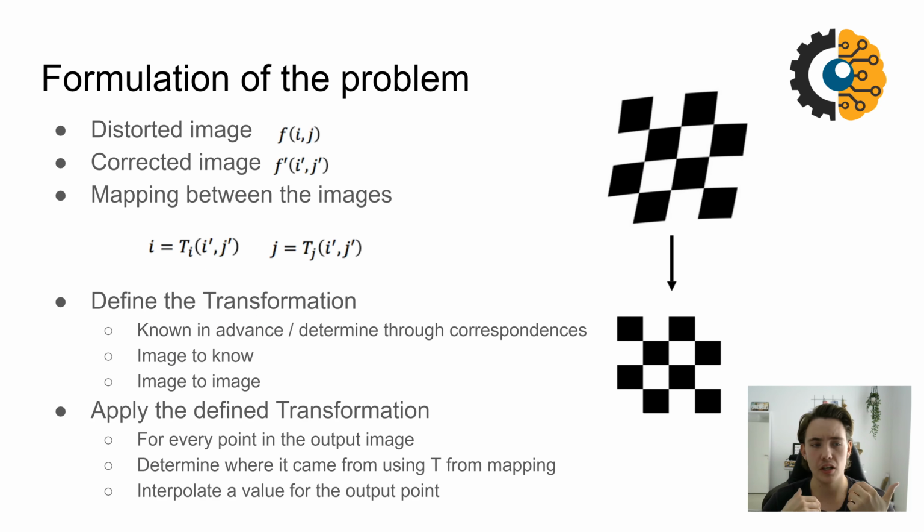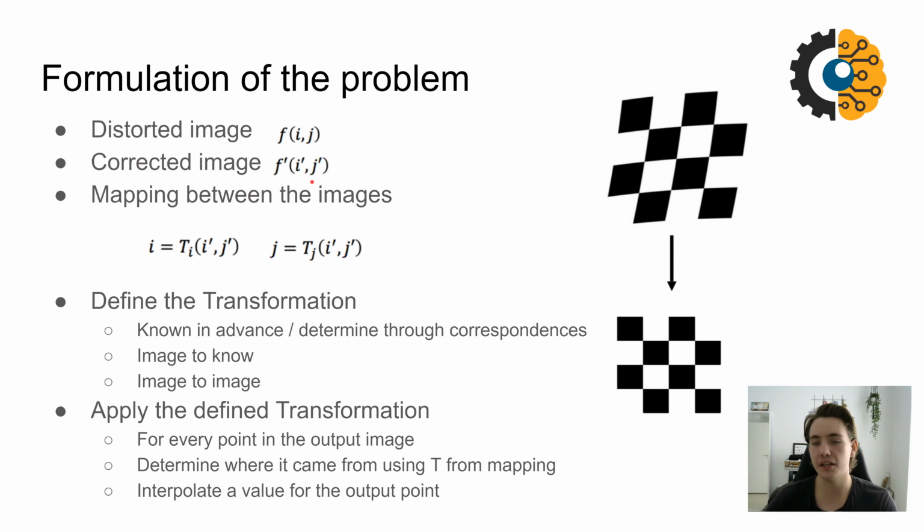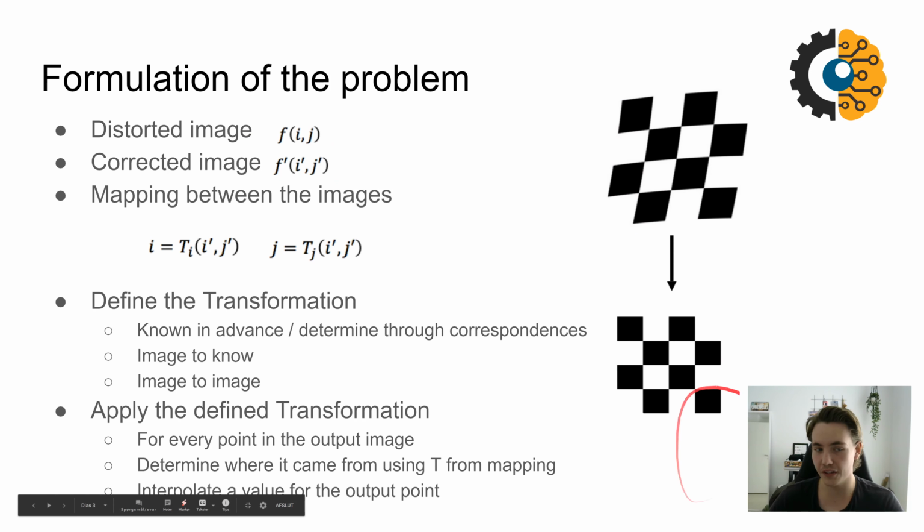Then we need to formulate the problem that we're facing with the image that we want to do a transformation on. First of all, we have our distorted image, which is just an image with pixels, and then we have the corrected image, which is the image over here to the right. This will be our distorted image, and then we do a transformation on it, and then we will have our corrected image.